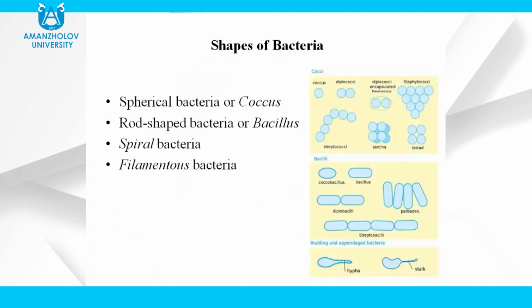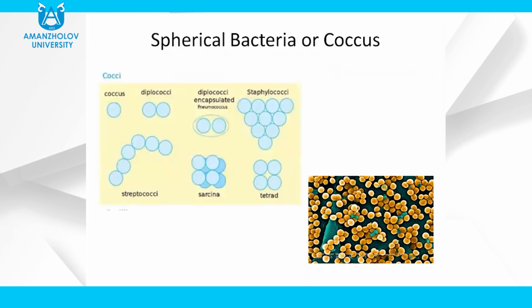Shapes of bacteria. Based on the shape of the bacterial cell, bacteria can be mainly classified into four major categories, namely spherical bacteria or coccus, in plural cocci, rod-shaped bacteria or bacillus, in plural bacilli, spiral bacteria, and filamentous bacteria. Considering the arrangement of bacteria, they may either be in pairs, in grape-like clusters, or in chains.